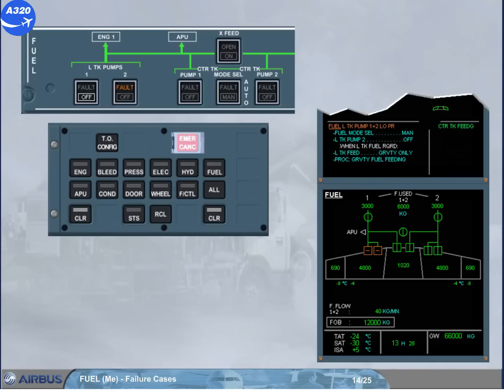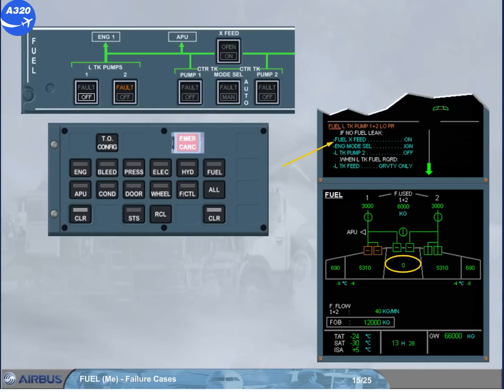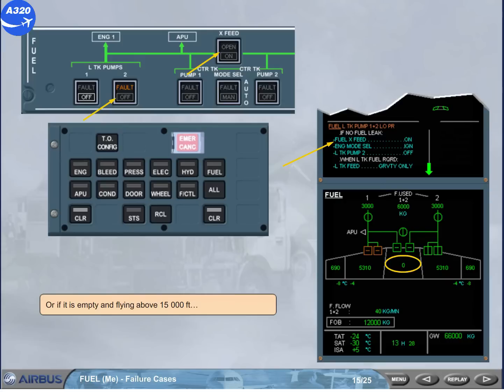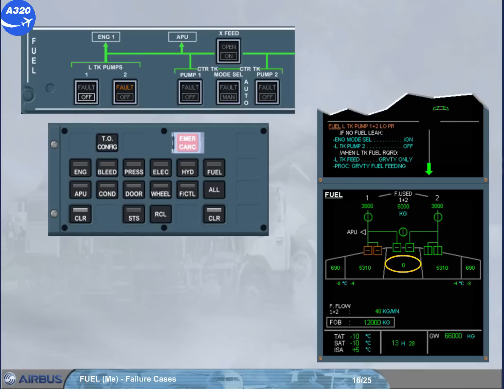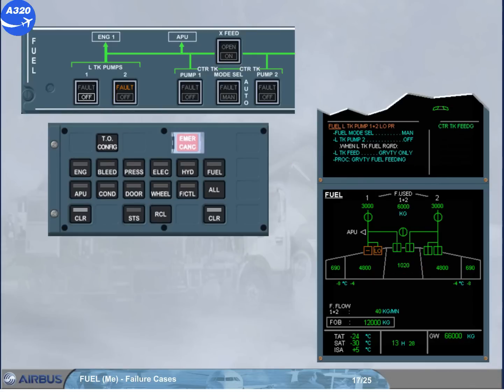The next actions to do depend on the center tank condition. If it is not empty, or if it is empty and flying above 15,000 feet, or if it is empty and flying below 15,000 feet. In the studied failure case, the center tank is not empty, and we have performed the next actions for you. The left tank pump 2 indications are the same as for the left tank pump 1, shown previously.